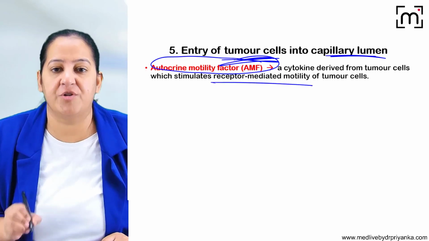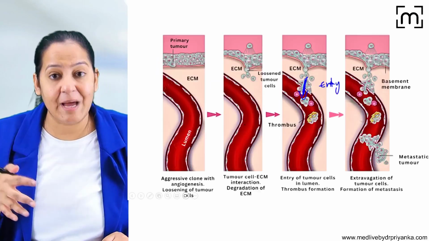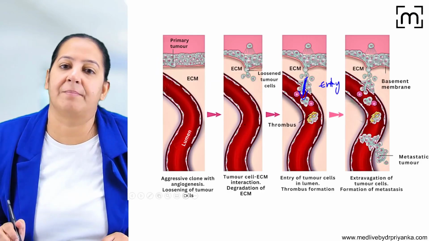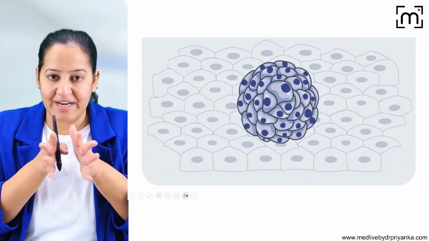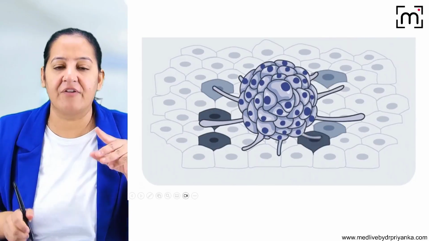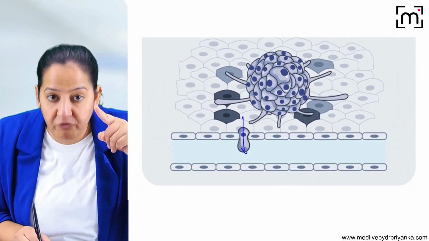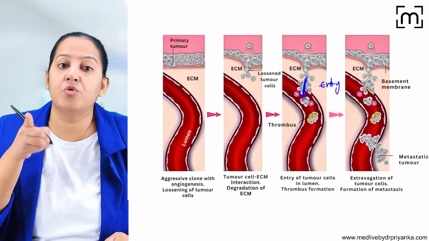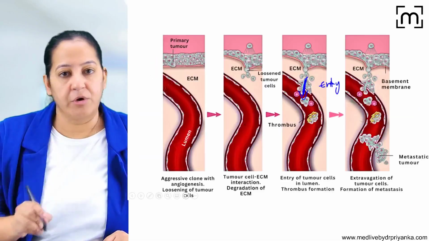It is a receptor mediated motility. They don't have feet. It is a receptor mediated motility which is diverted towards the blood vessel. You see, first they are penetrating, degrading the ECM, and after that, see the blood vessel. This is the blood vessel and they are moving. This motion is due to autocrine motility factor.